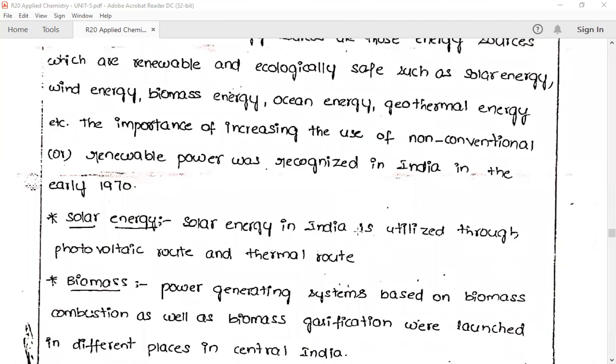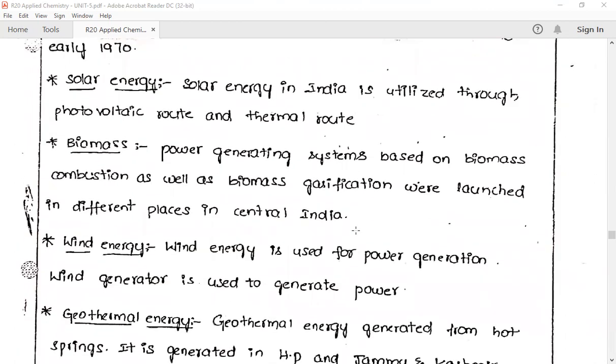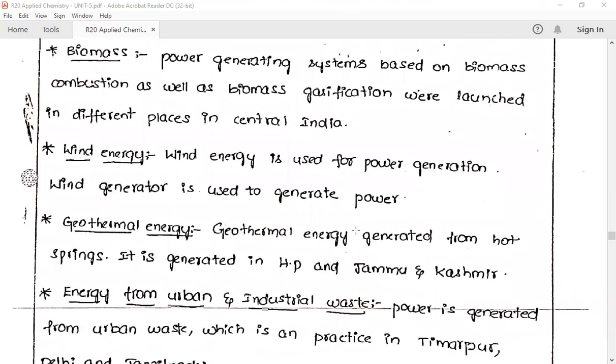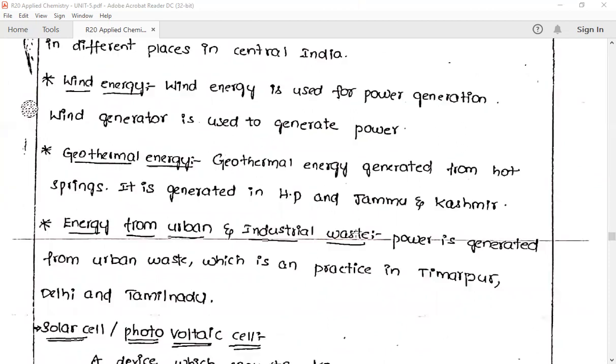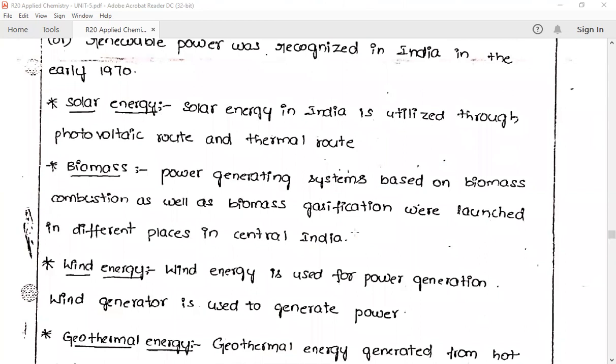Now I have told only the examples of renewable resources or renewable power. They are solar energy, biomass energy, wind energy, geothermal energy, and energy from urban and industrial waste. Coming to the first one, what is solar energy? Solar energy in India is utilized through the photovoltaic route and the thermal route.